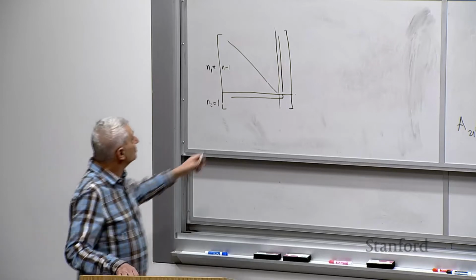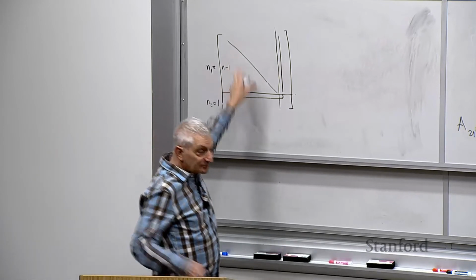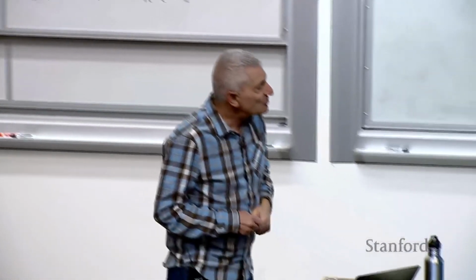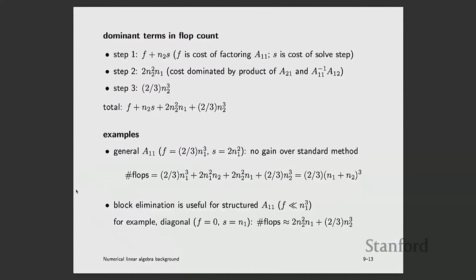Because you can invert this fast. And in that case, you would get exactly this number over here. You would get 2 N2 squared N1, right? So, okay. That's one example, but I'll show you some others.